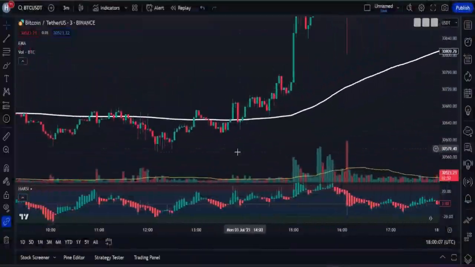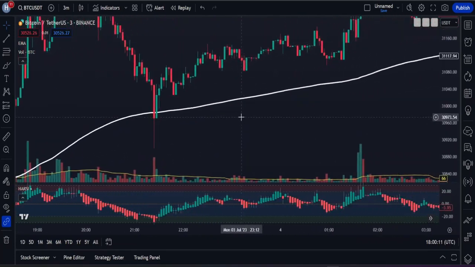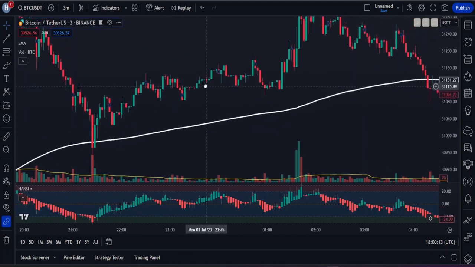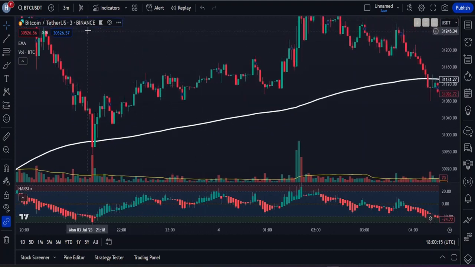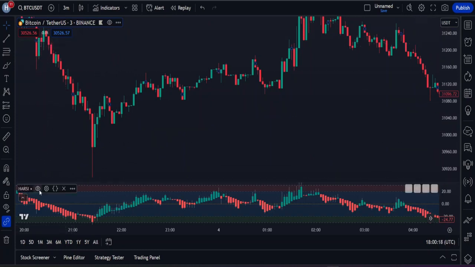So let's dive in. I'm in TradingView, and this is what our chart is going to look like when we are done setting up our indicators. I will be using a 3-minute time frame and a Bitcoin chart to explain this strategy. I'll quickly cross out these indicators so I can explain their settings from the beginning.